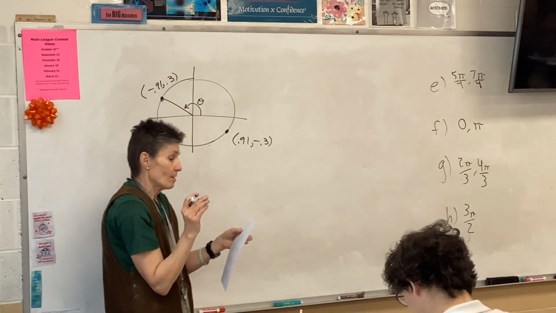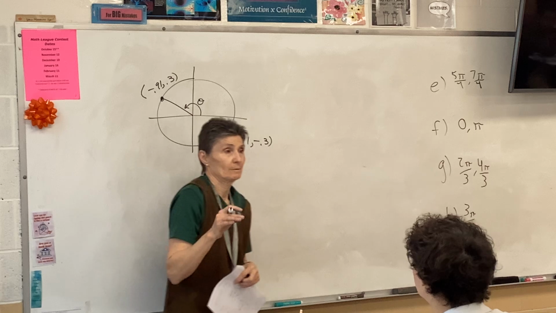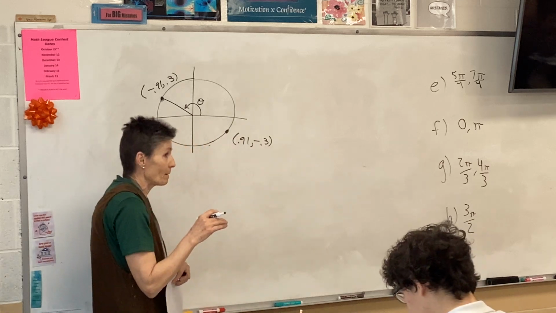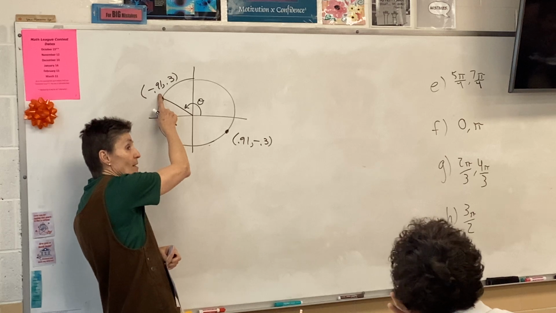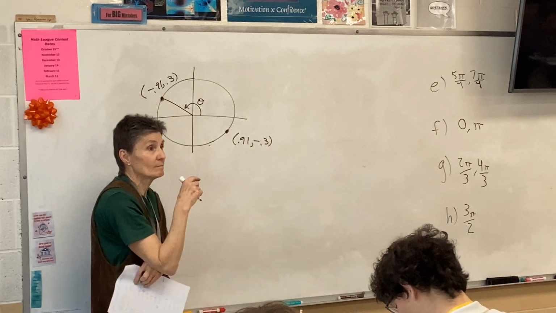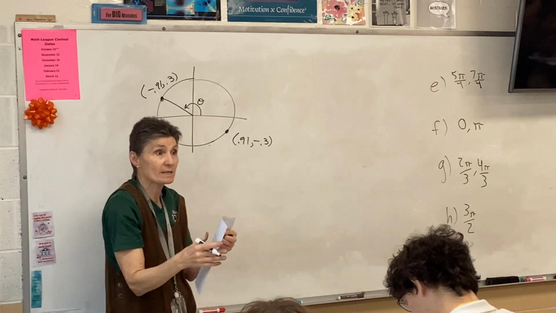What about theta plus 2 pi? What does that do? Nothing, right? We're right back in the same spot. So the cosine of theta plus 2 pi will be negative 0.91, just like the original point. Cosine is x.